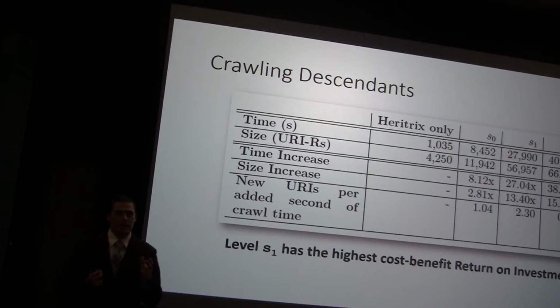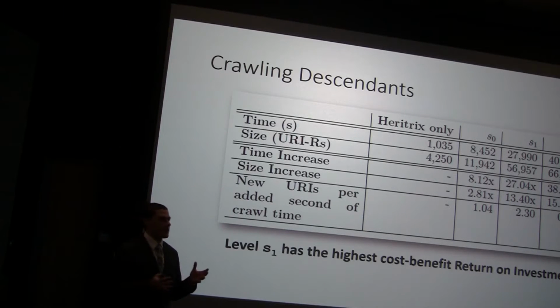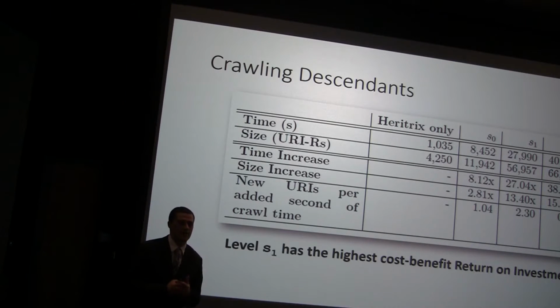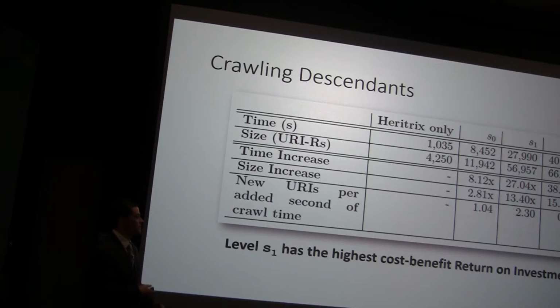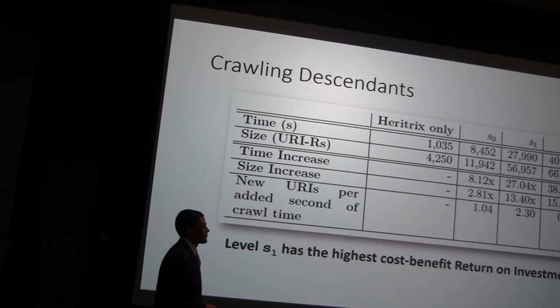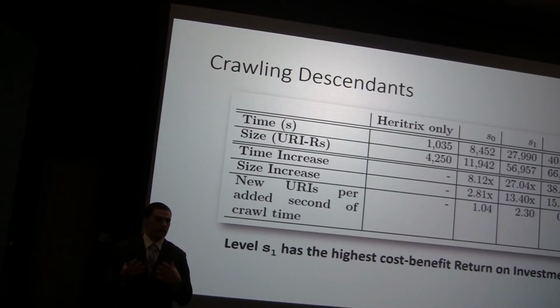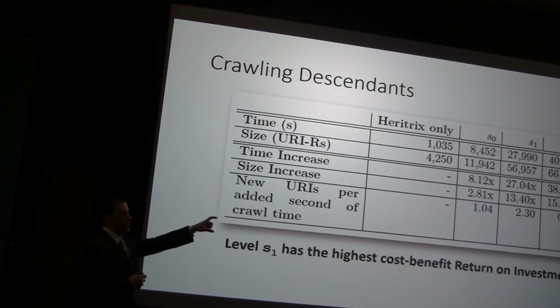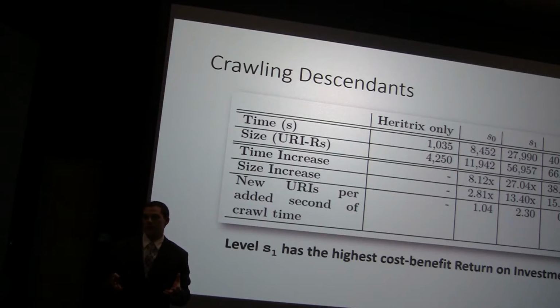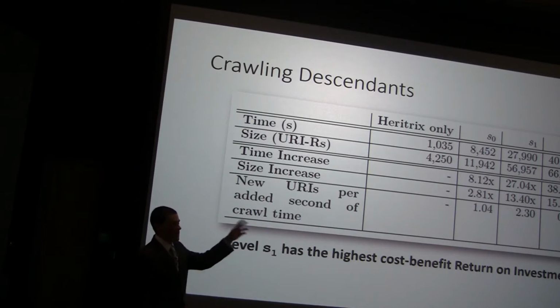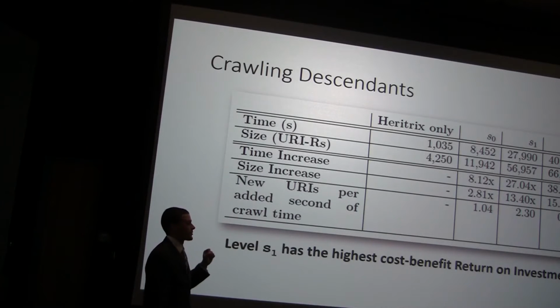I mentioned, and you might recall, that doing this is very expensive in time. Using PhantomJS to uncover these descendants is expensive. But we show that, per second of added crawl time to your overall crawl effort, crawling down to the first level of descendants is going to give you your biggest return on investment, at 2.3 URI hours per second of added crawl time versus the other crawl time.